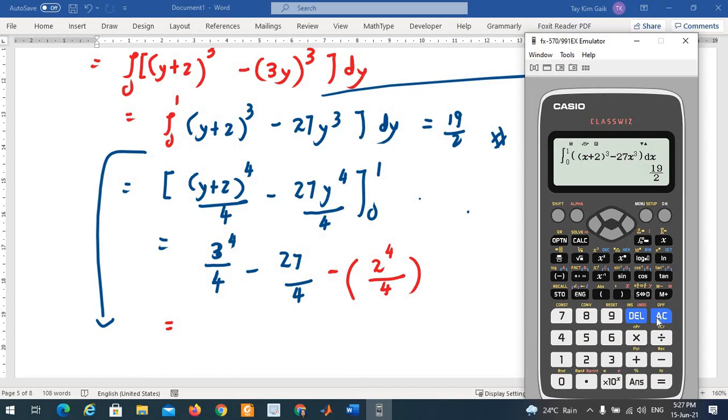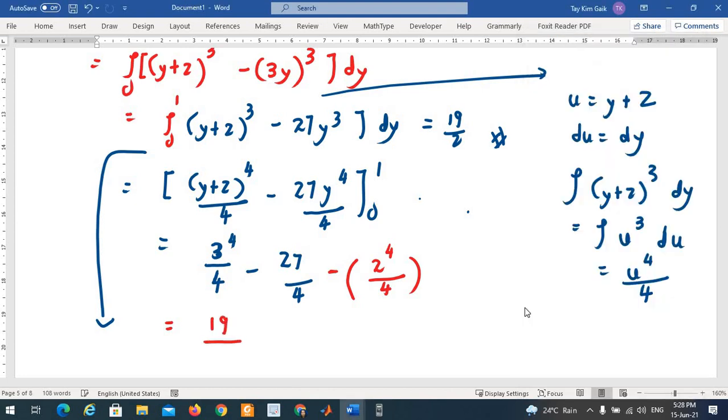That's why we have 3 power 4 divided by 4, and then minus 27 divided by 4, minus this is 2 power 4 divided by 4. That gives 19 over 2.